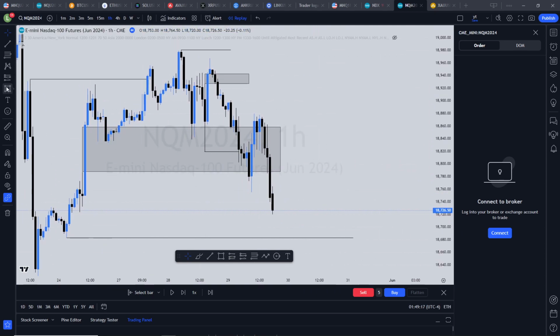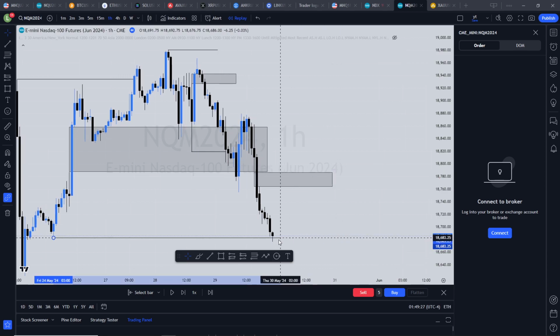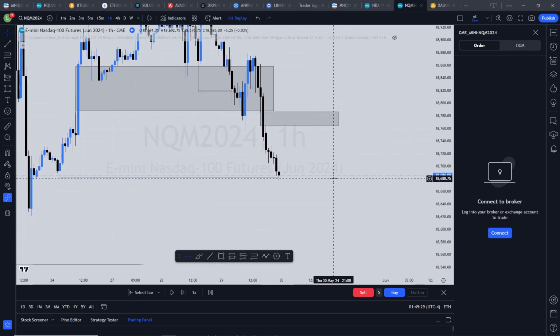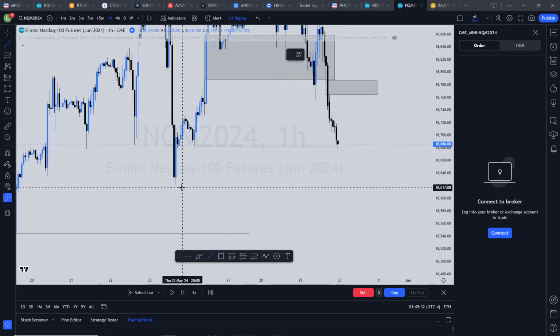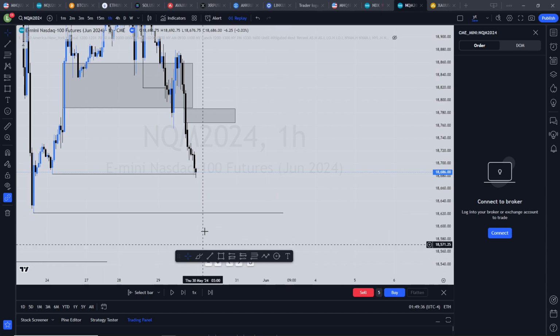But again, we have this fair value gap here. So I'll be waiting for us to retrace to that. I'll expect us to retrace to that. We don't have to, but then boom. We continue down, and then let's see what happens with this liquidity here.